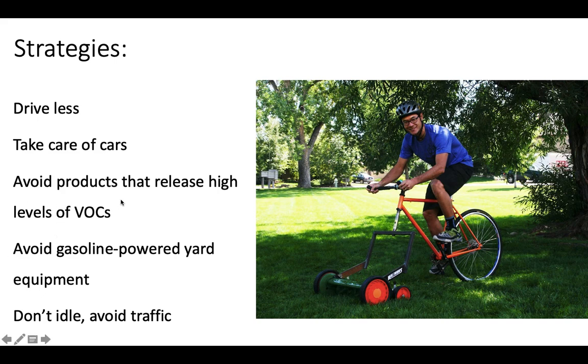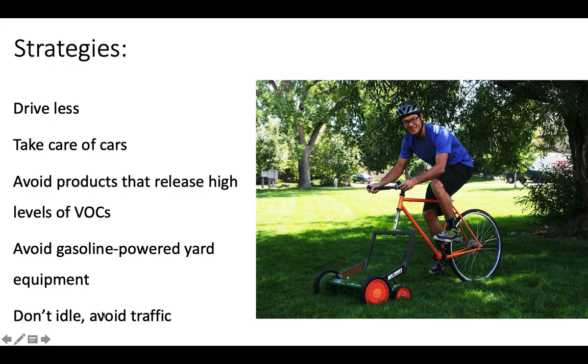You also can avoid products that release high levels of volatile organic compounds. That probably doesn't really apply to you guys so much, but if you're a small business owner or you're working in an industry, you can try to reduce your consumption of things like paint thinners or turpentine. Avoiding using lawn equipment that is gas powered is a very specific example, but you can be like this guy who's clearly very inventive, attaching his lawnmower to a bike. But you could also use electric powered lawnmowers or leaf blowers, or you could do them manually, like with one of those old school ones, kind of like this.